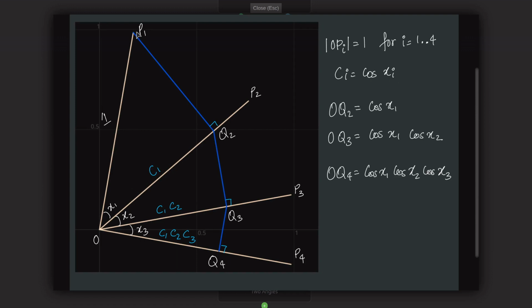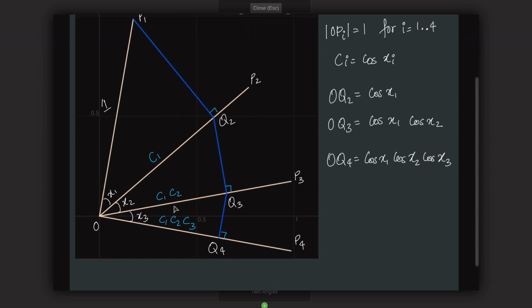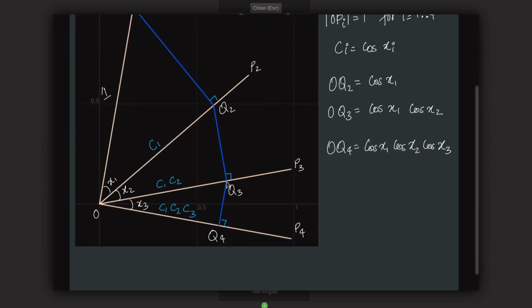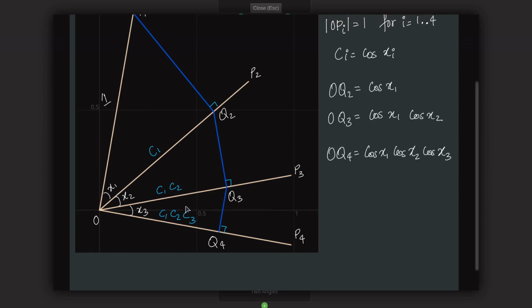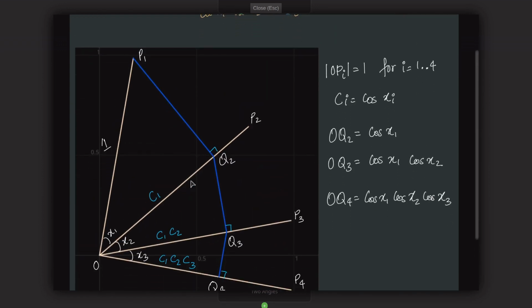If you drop a perpendicular from P1 onto OP2, let's call that point Q2, then OQ2 is cos x1. If you repeat the same again, you get cos x1 times cos x2. And you drop a perpendicular again from that Q3, you get Q4, and you get one more cosine term, cos x1 times cos x2 times cos x3. This is the basic idea: just drop perpendiculars and build on top of the previous length calculated, and then these terms keep multiplying.